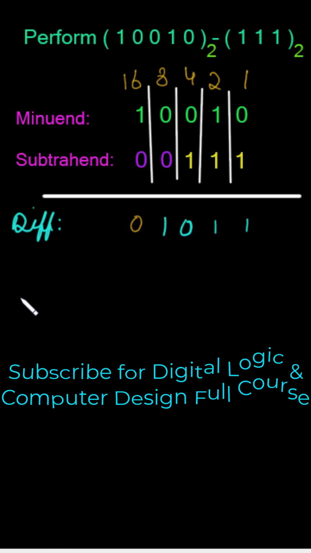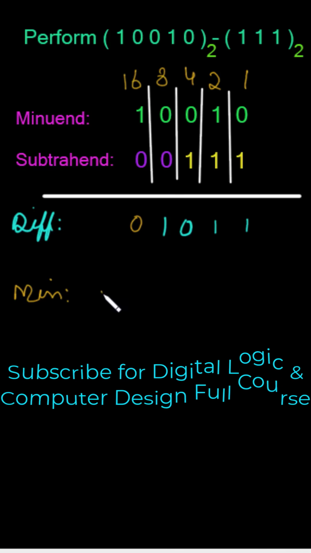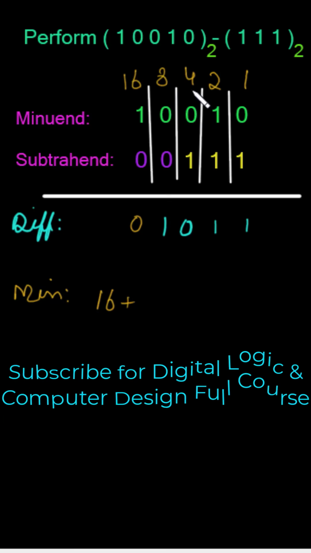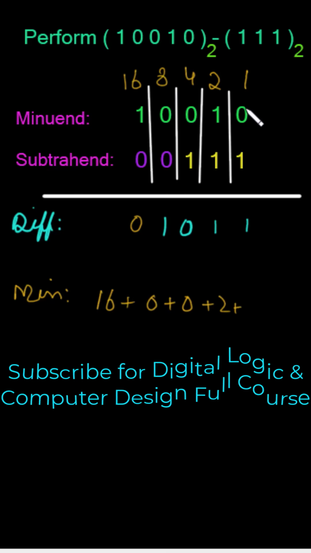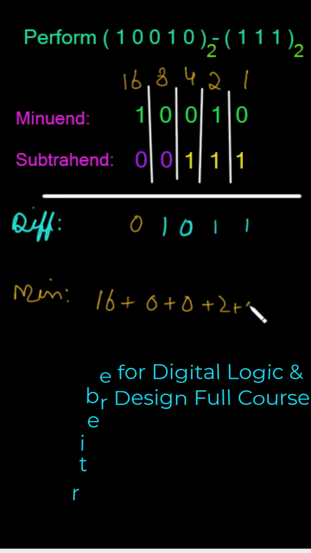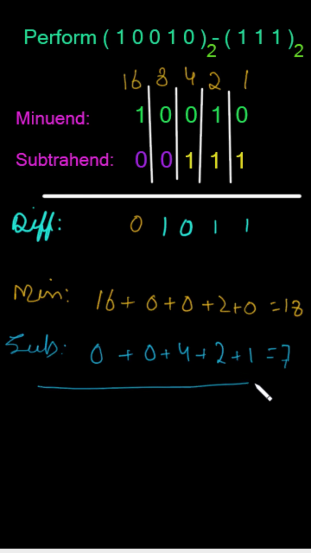First converting this Minuend, now 1 times 16 will be equal to 16 plus 0 times 8 plus 0 times 4, that will be equal to 0. Now 1 times 2 will be equal to 2 plus 1 times 0 is equal to 0. Now this one is equal to 18, and this Subtrahend, 0 times 16 is equal to 0 plus 0 times 8 is equal to 0 plus 1 times 4 is equal to 4 plus 1 times 2 is equal to 2 plus 1 times 1 is equal to 1. So that's equal to 7. Now when 7 is subtracted from 18, we will get 11.